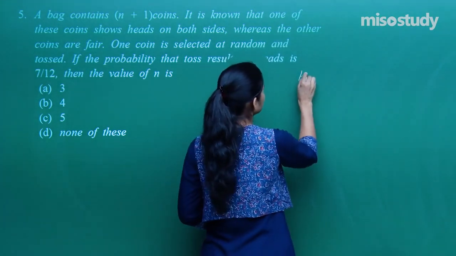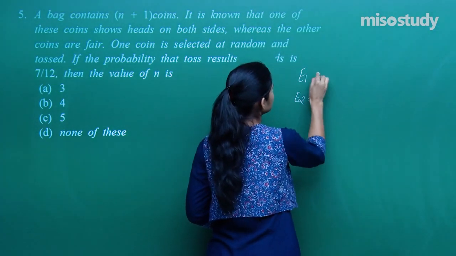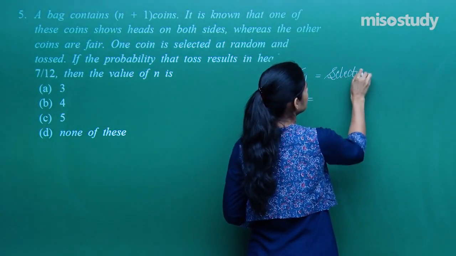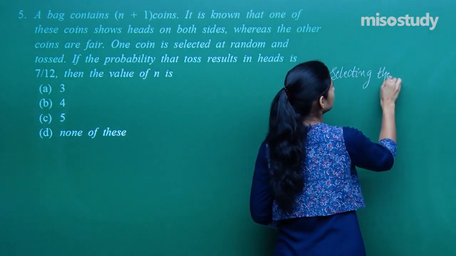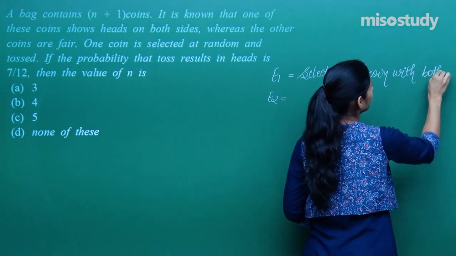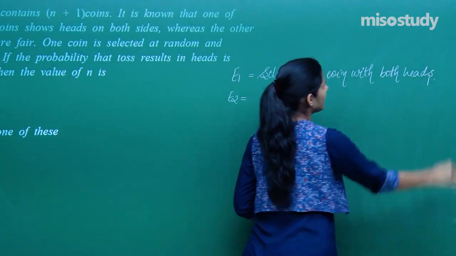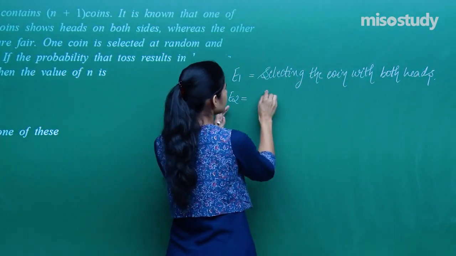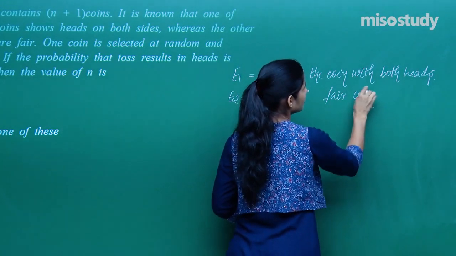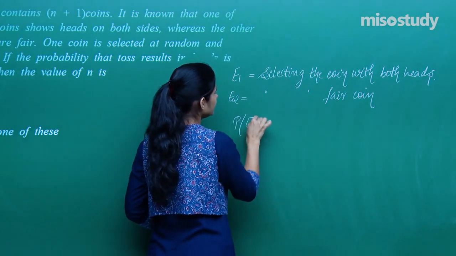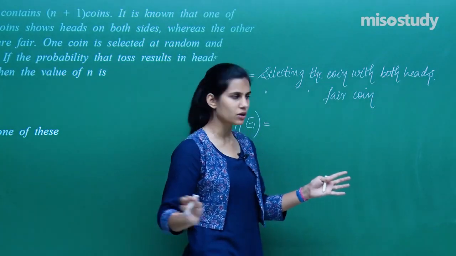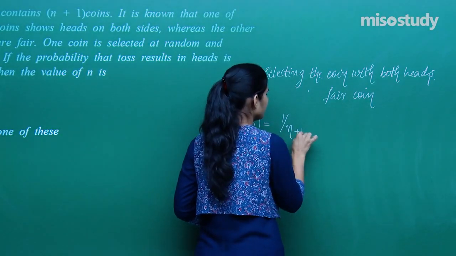Okay, so if I define two events, that E1 is the event of selecting the coin with both heads. So both the faces have heads written, whereas E2 is selecting the fair coin. What is the probability of event E1 taking place? There is only one coin which has both sides heads written, and there are n plus 1 in total coins. So probability of E1 will be 1 by n plus 1.